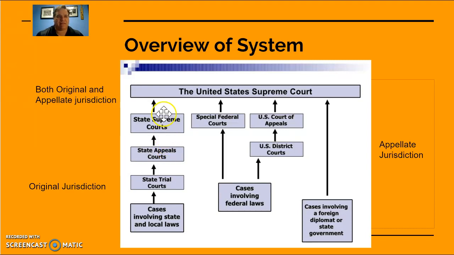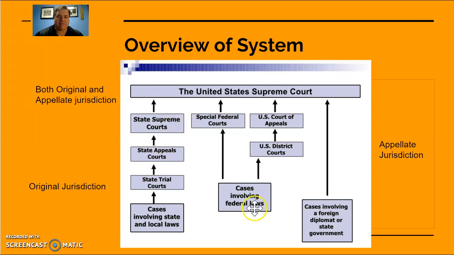You have in this column the cases involving state and local laws, as we previously discussed, that proceed to a state trial court, which has original jurisdiction. If a litigant chooses to appeal, that would go to a state appellate court. If one of the litigants chooses to appeal that decision and the state Supreme Court takes the case, it proceeds to that step. In very rare cases, a case can be appealed from a state Supreme Court to the United States Supreme Court, generally under a constitutional claim that this is some sort of violation of the federal or national U.S. Constitution.